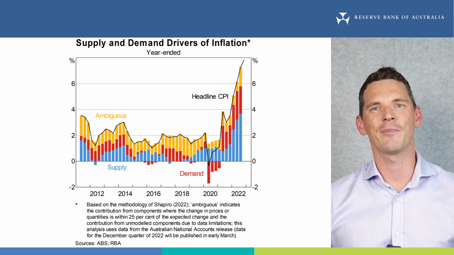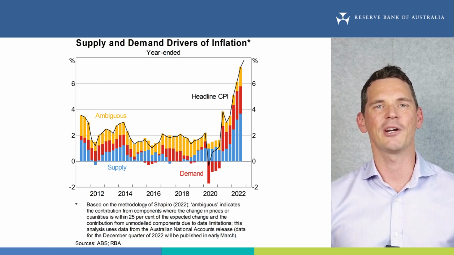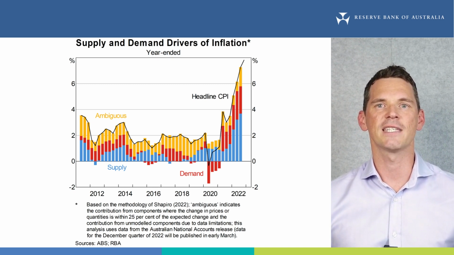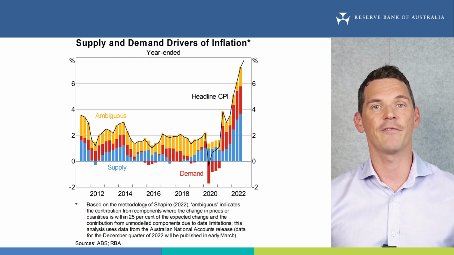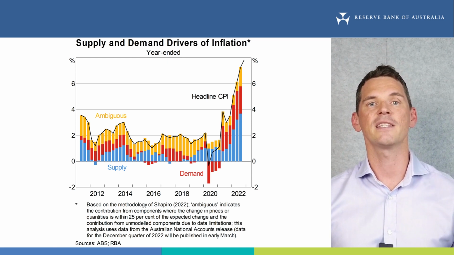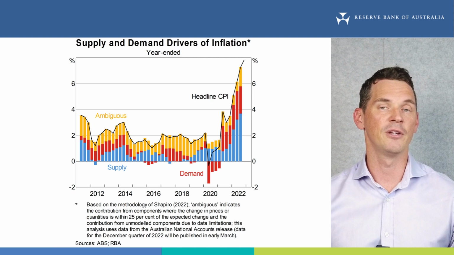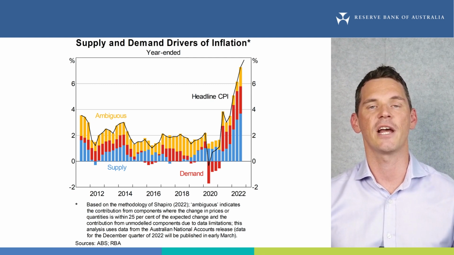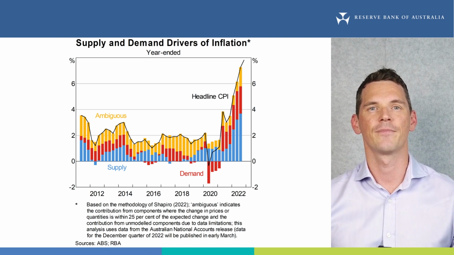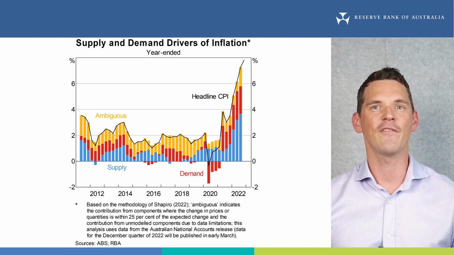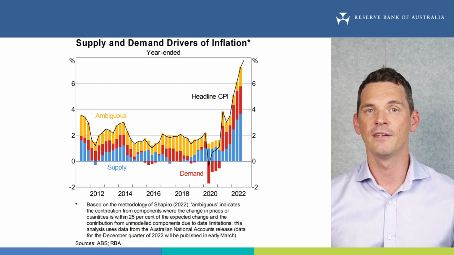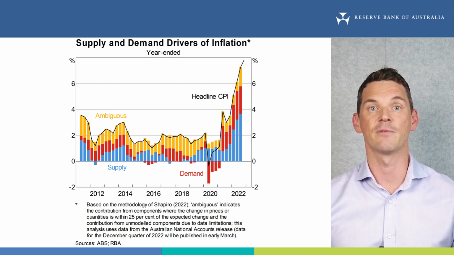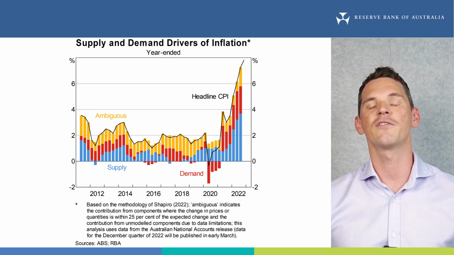So taking a look at some of the estimates done by RBA economists, this graph suggests that, according to the particular type of economic model used here, supply side factors in blue have accounted for around half of the increase in inflation in Australia over the past year. These supply issues have been related to the war in Ukraine, other global supply disruptions resulting from the COVID-19 pandemic, and domestic supply disruptions from poor weather.